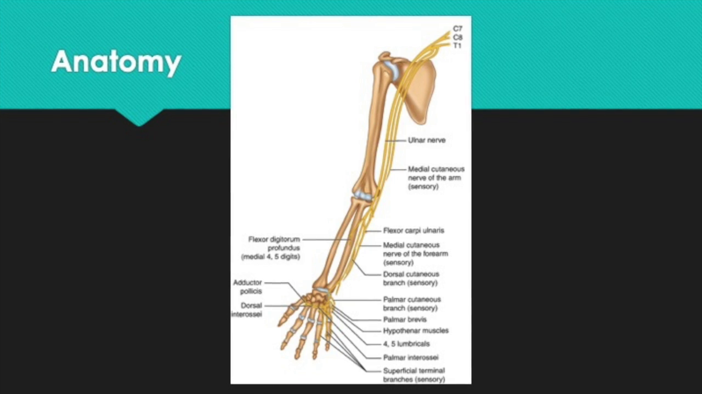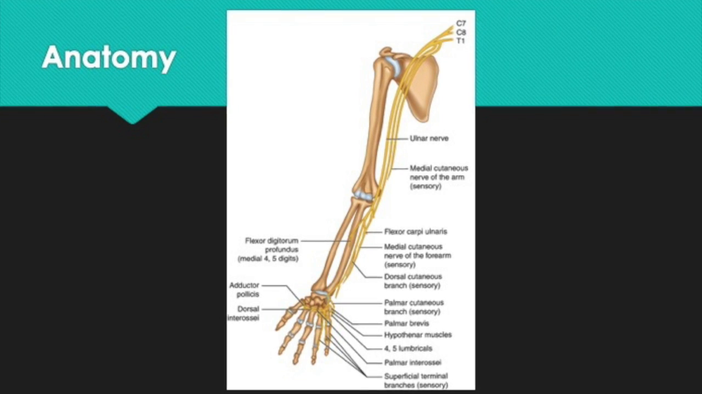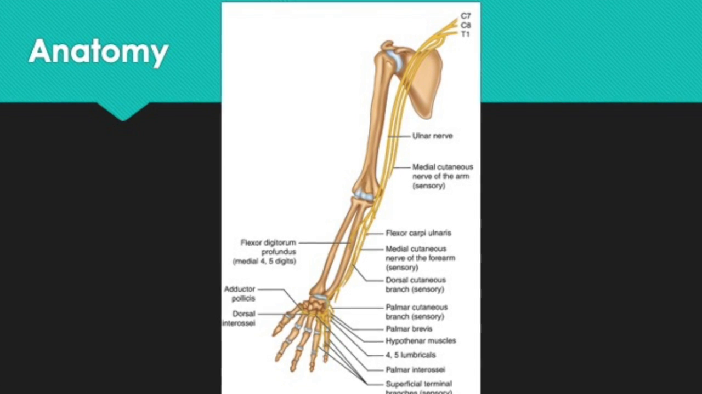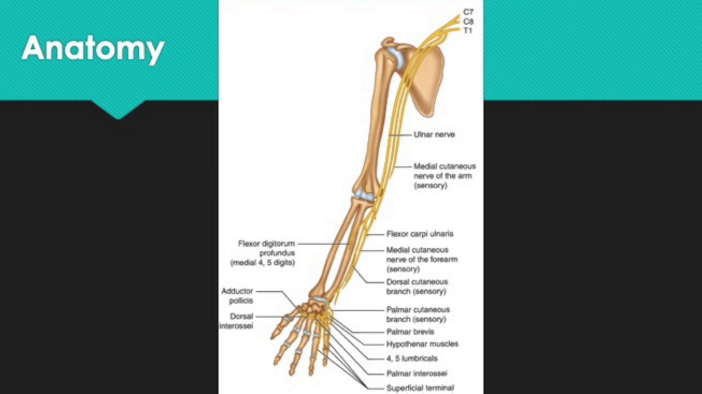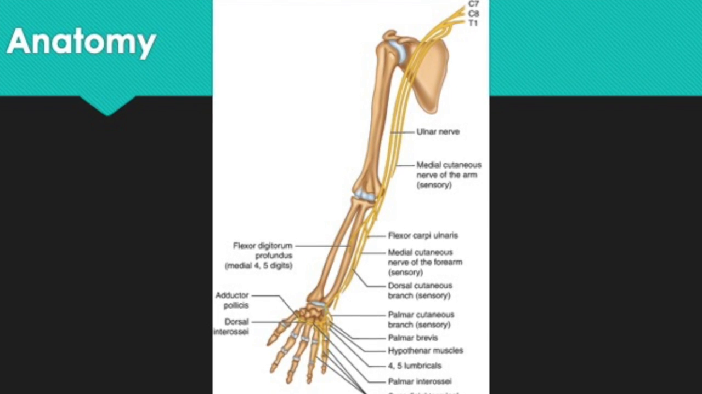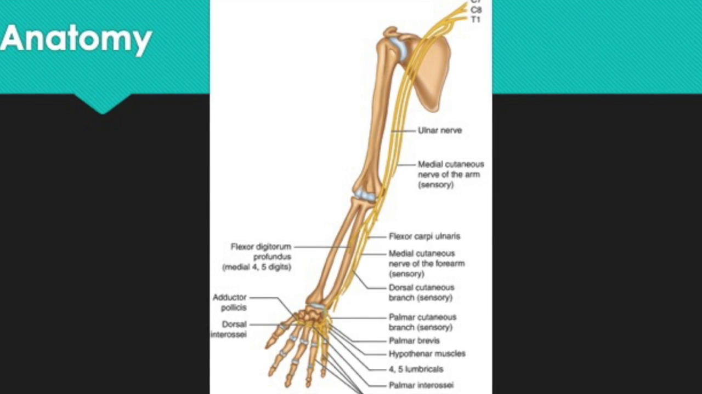Entrapment neuropathy can occur in any joint in the body, but for this presentation we're going to be focusing on the elbow. The different structures involved in entrapment neuropathy in the elbow are the ulnar nerve, radial nerve, posterior interosseous nerve, median nerve, and anterior interosseous nerve.